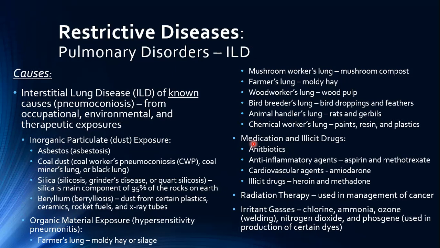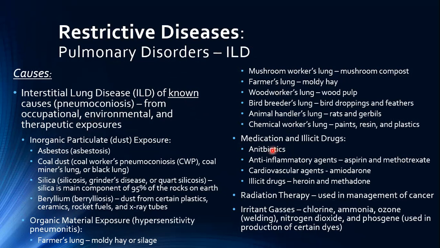So when you get a question about this, it may say which restrictive disease manifests from exposure to occupational or environmental exposure. You're going to say, oh, that's ILD, that's interstitial lung disease. I'm not going to ask you which one comes from working around birds. I'm not going to ask you those specific ones like that. But you need to know that ILD comes from working in occupational and environmental exposures.